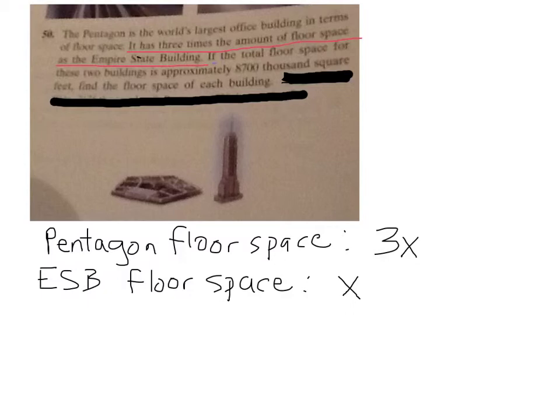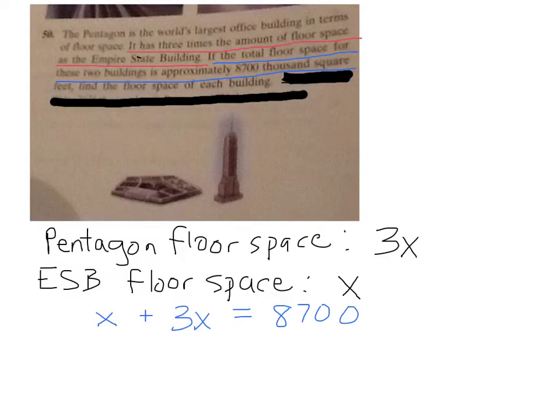So the next line is the total floor space for these two buildings is approximately 8,700,000 square feet. Find the floor space of each building. So, total floor space is implying what operation, Matt? Addition. So if we take the floor space for the Empire State Building and add that with the floor space of the Pentagon, we'll get a total of 8,700, and our units are just going to be in 1,000 square feet, just to make life easier. I don't have to write 1,000 after that.